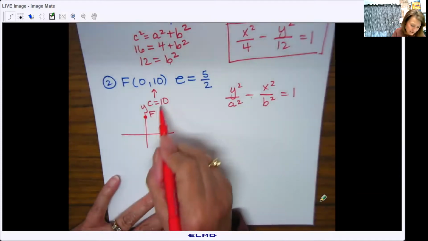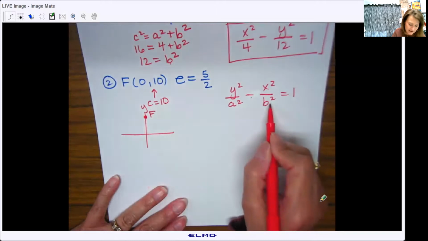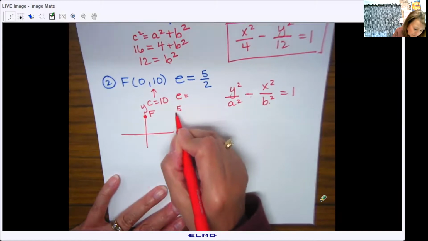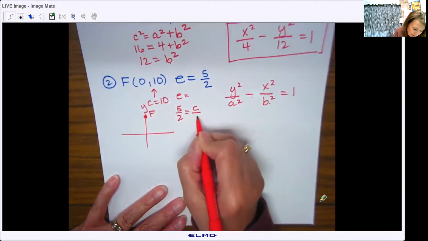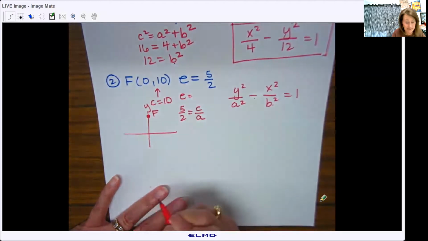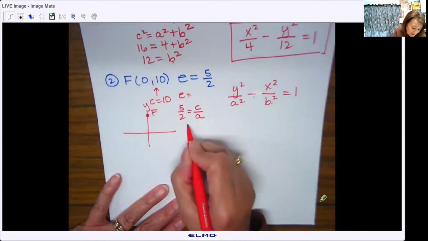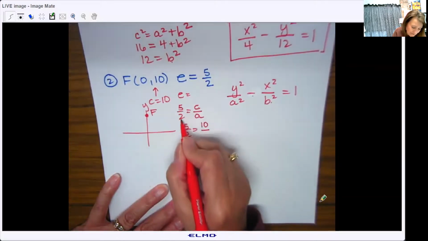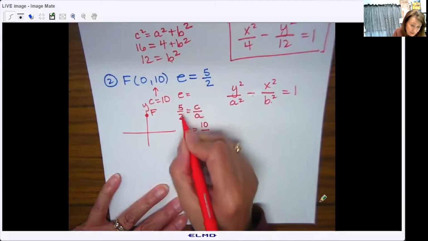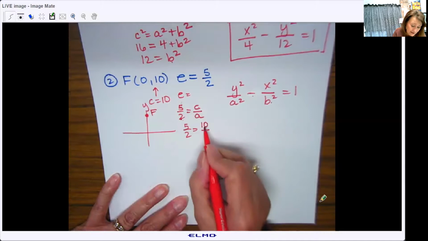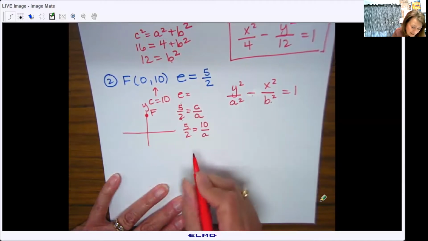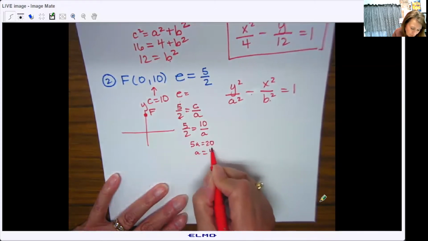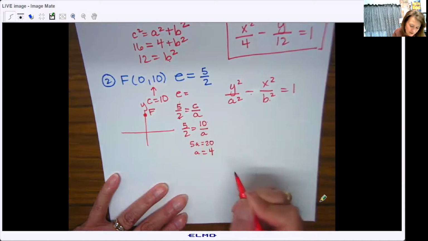Sometimes my head and my hand start going and my head won't catch up with it. All right, so we already know c, but we need to figure out a and b. So let's see, we know the eccentricity is 5 over 2, and 5 over 2 is the ratio of c to a, because that's what eccentricity is, and we know c is 10. So I know 5 over 2 equals the c I know is 10. That doesn't mean that c is 5 and a is 2. That just means the ratio is 5 to 2. In our case, c is 10. So guess what a is? When you cross multiply, 5a is 20. So a must be 4. So that'll be a ratio of 5 to 2. So we know a is 4.